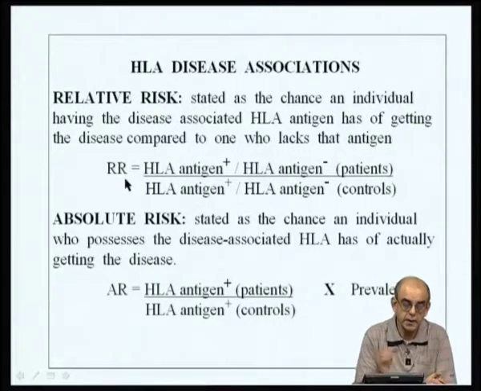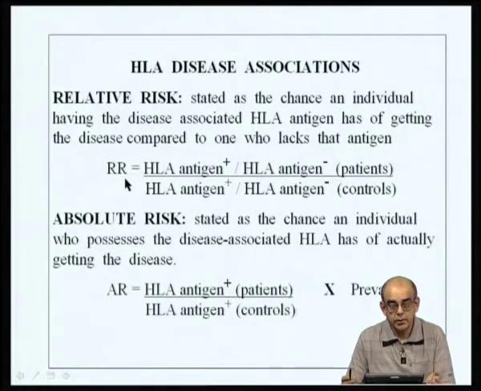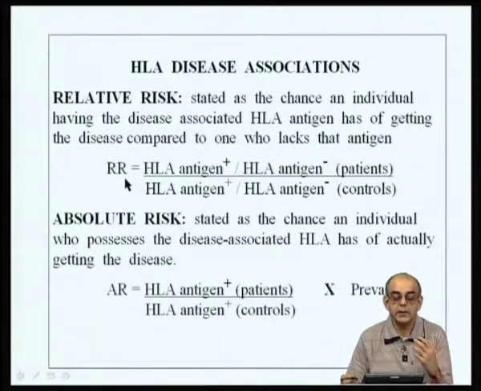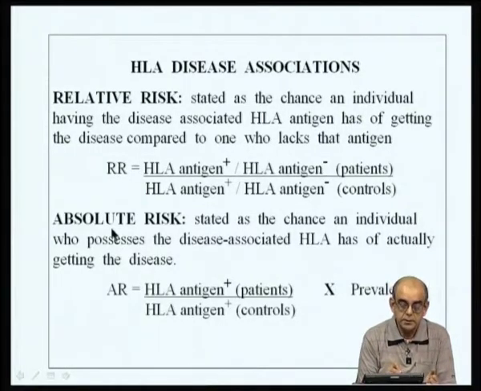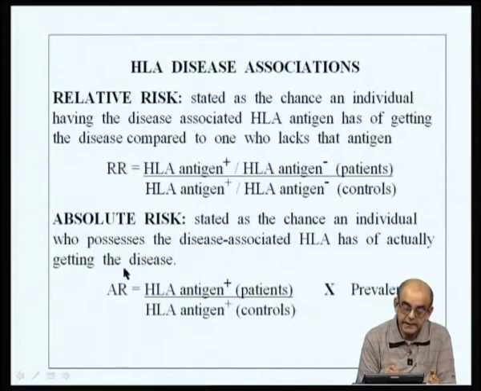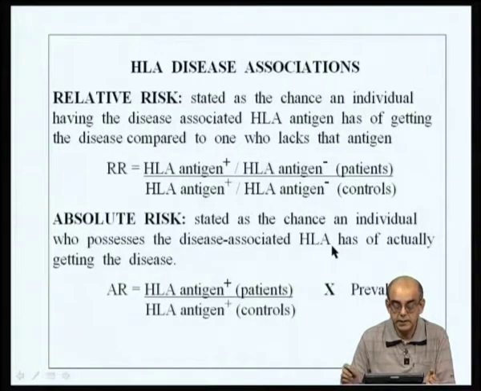So, this is called the relative risk. Relative risk is an important parameter in order to advise patients whether they are at risk for getting a certain kind of disease. In contrast, the term absolute risk gives the chance an individual has of actually getting the disease who has that particular HLA allele.